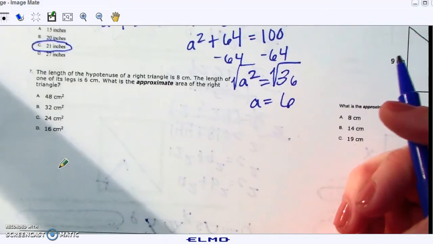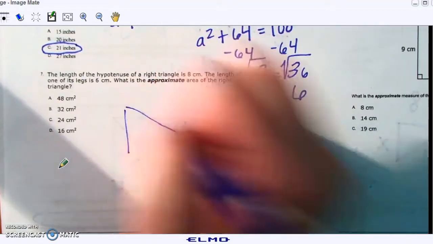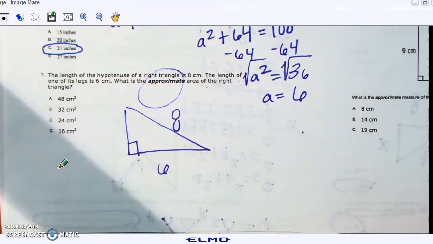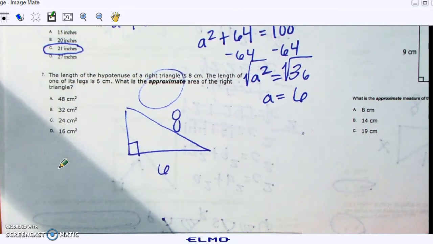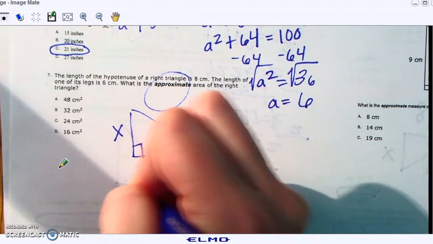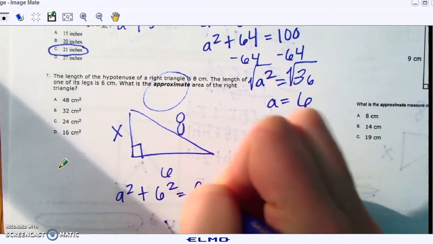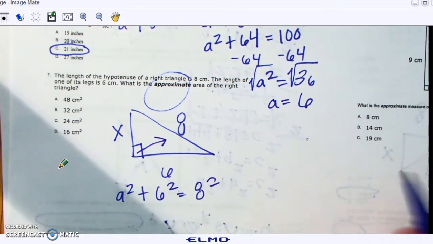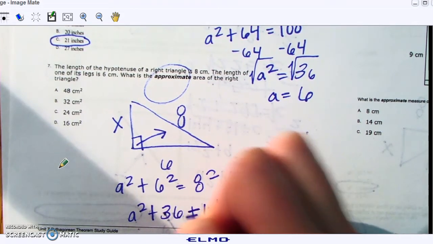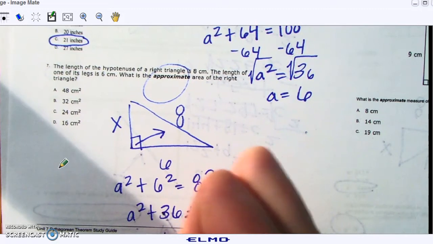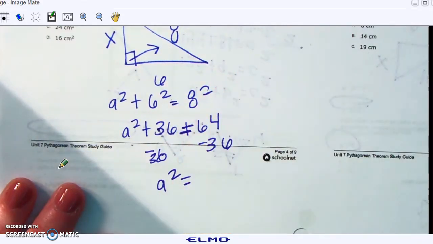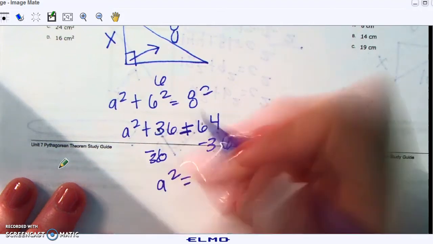Next one, the length of the hypotenuse of a right triangle is 8 centimeters. The length of one of its legs is 6. What is the approximate area of the right triangle? So first thing I need to do is find the height of the triangle. So a squared plus 6 squared equals 8 squared. I know 8 is c because it's across from the right angle. A squared plus 36 equals 64. Subtract 36 from both sides. A squared is equal to 64 minus 36, which is 28.